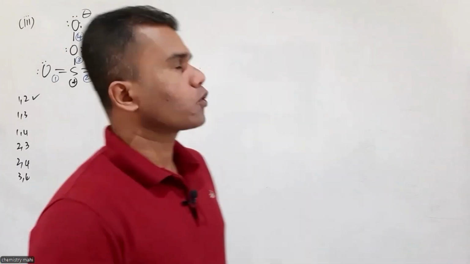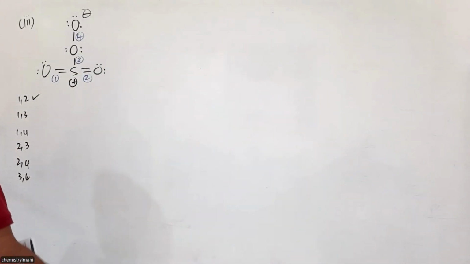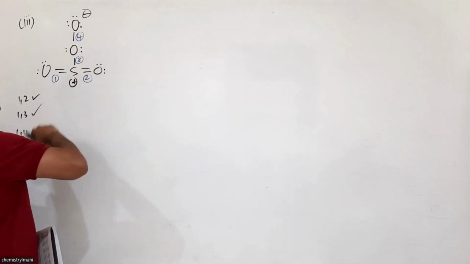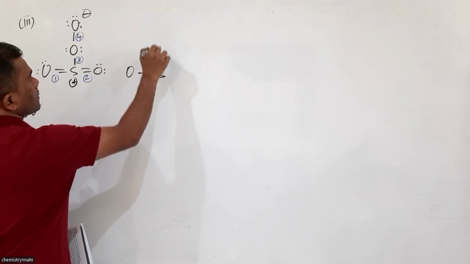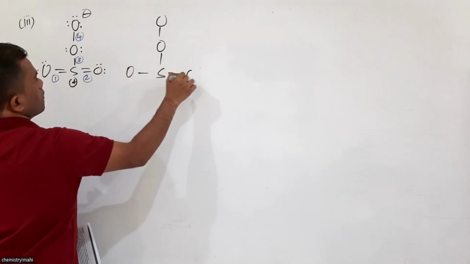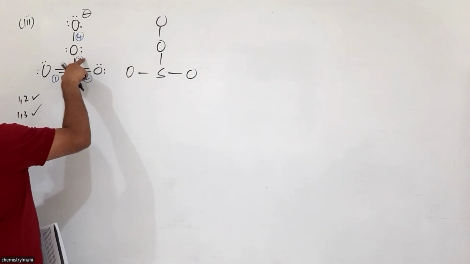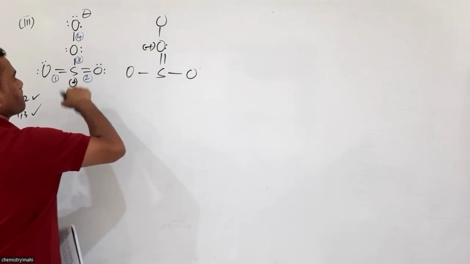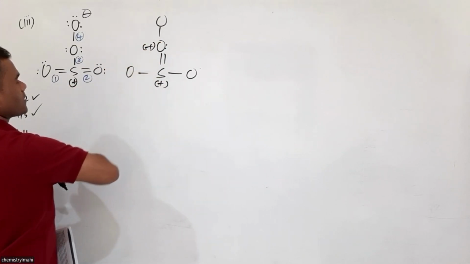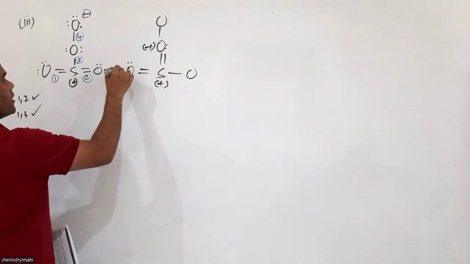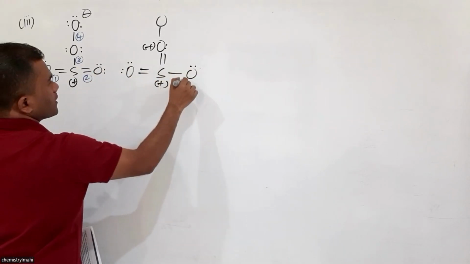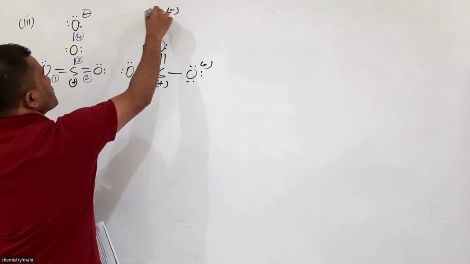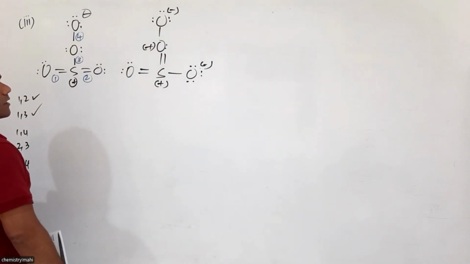I just draw quickly. 1, 3 I try. 1, 3 means you make it and break this. If you go to O, S, O, O, O, you make it, then it should be double. Lone pair donated. Then plus. The middle sulfur doesn't change, this oxygen has no change. But this pi bond is broken, then here you have minus, and no change here, minus. That's one structure you can draw.